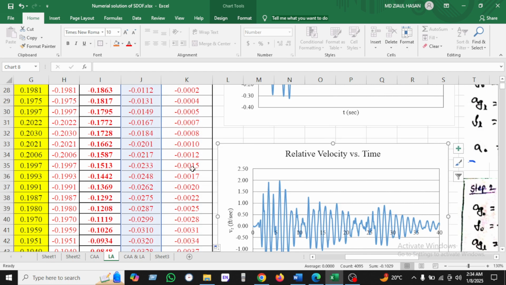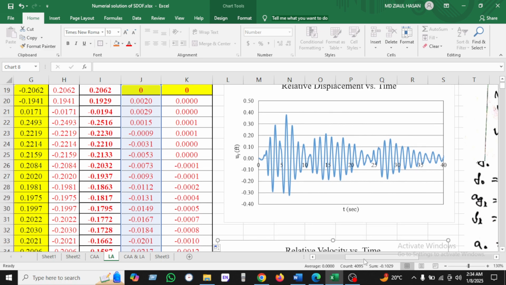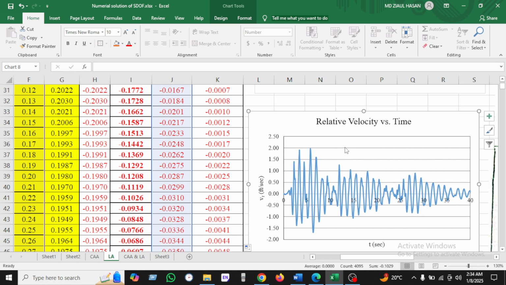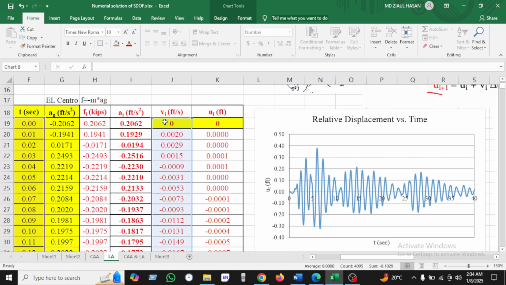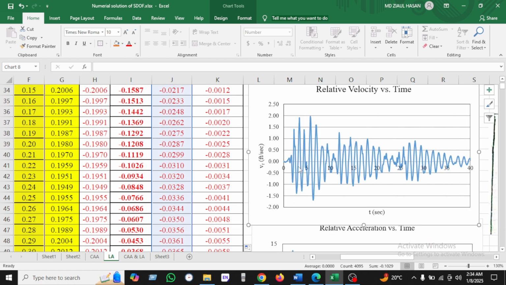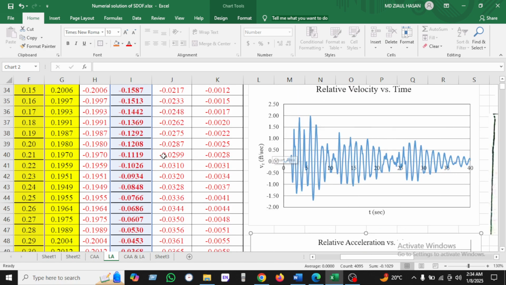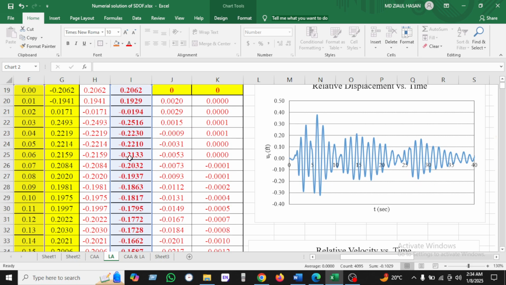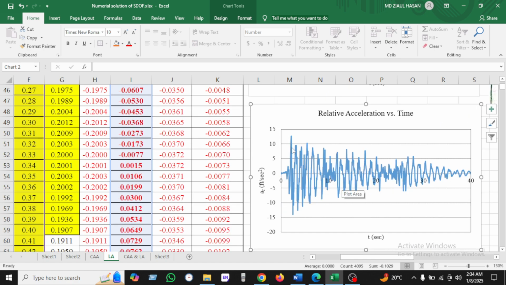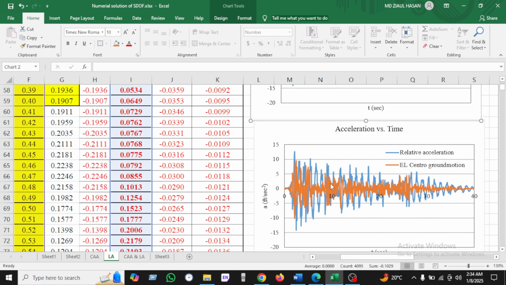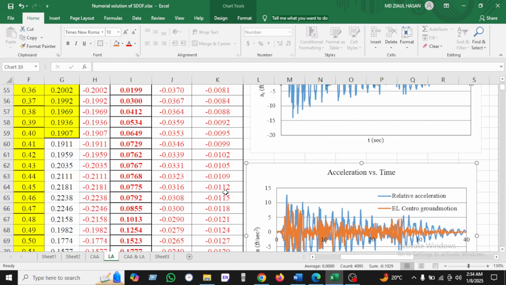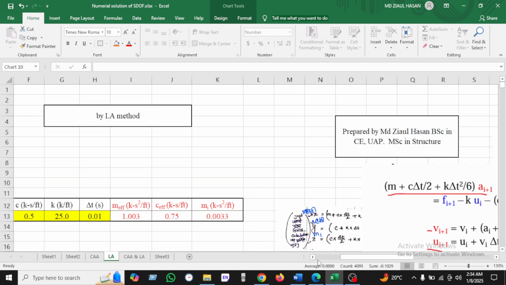In the same way we are plotting another graph, which is time versus relative velocity. Time is the x-axis and velocity is the y-axis, and found this way. And this is the relative acceleration. We also have the x-axis as time and the y-axis as acceleration, and found this curve. This is the El Centro in the orange color, and the blue color is the relative acceleration we have been seeing here. Okay, now I hope that you can plot this.